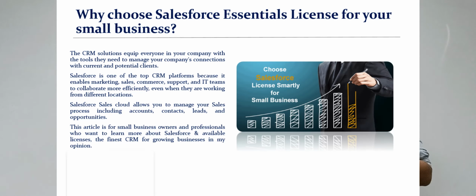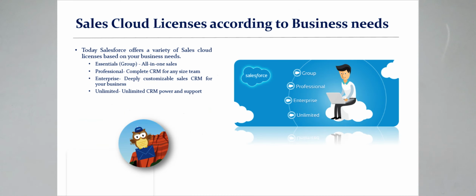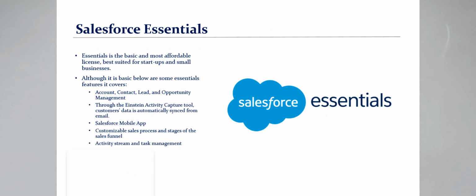We'll talk about next what different licenses are available today with Salesforce Sales Cloud. So the first license available is called Salesforce Essential, which is an all-in-one sales license, which is the basic or the first version of license available from Salesforce. The next one is Professional Edition, also popularly known as PE. This is a complete CRM for any size of company. Doesn't matter if it is hundreds or thousands.